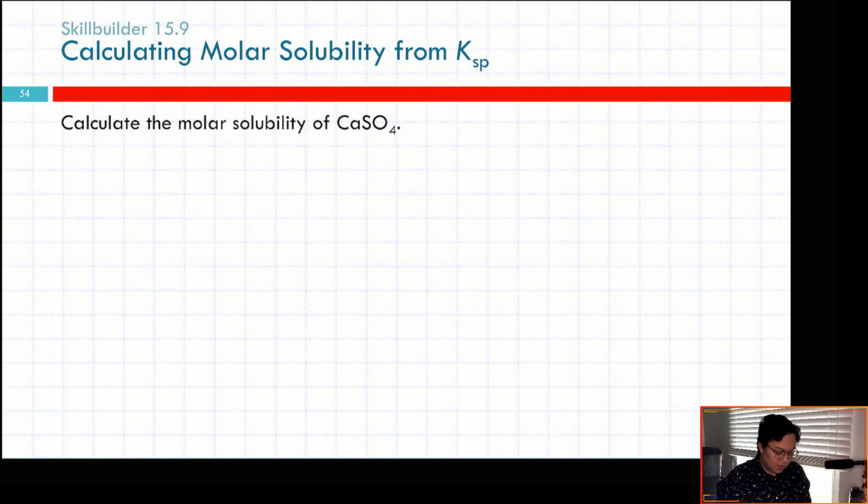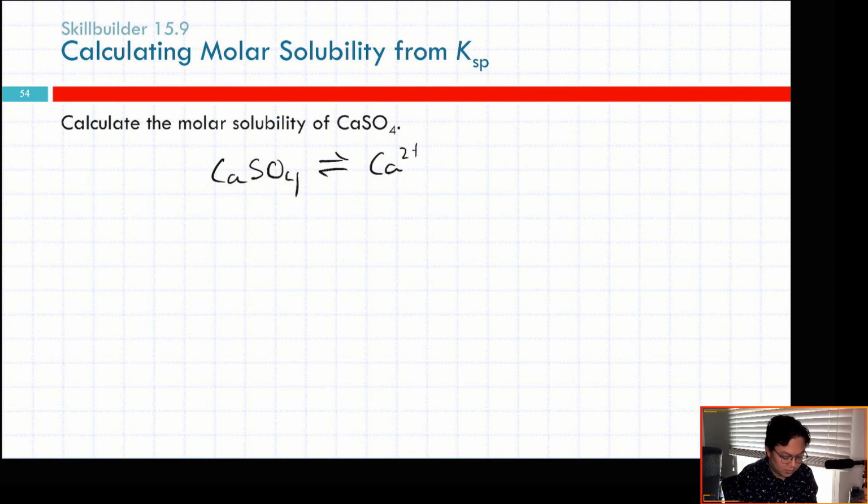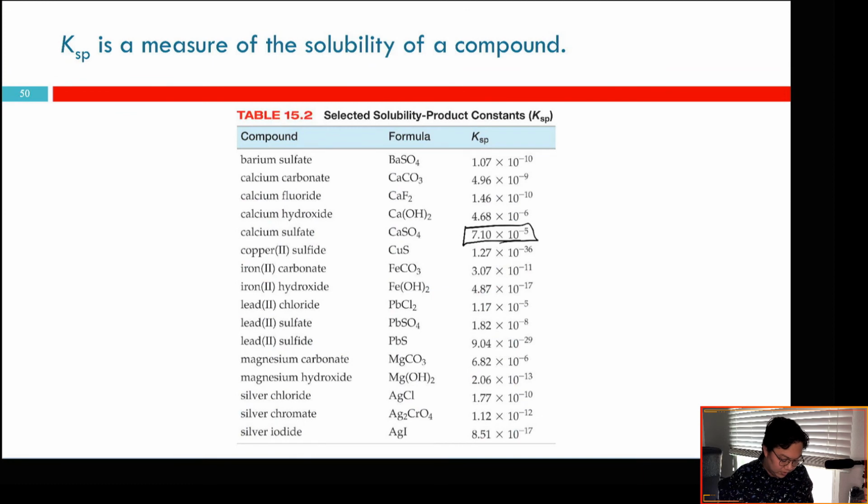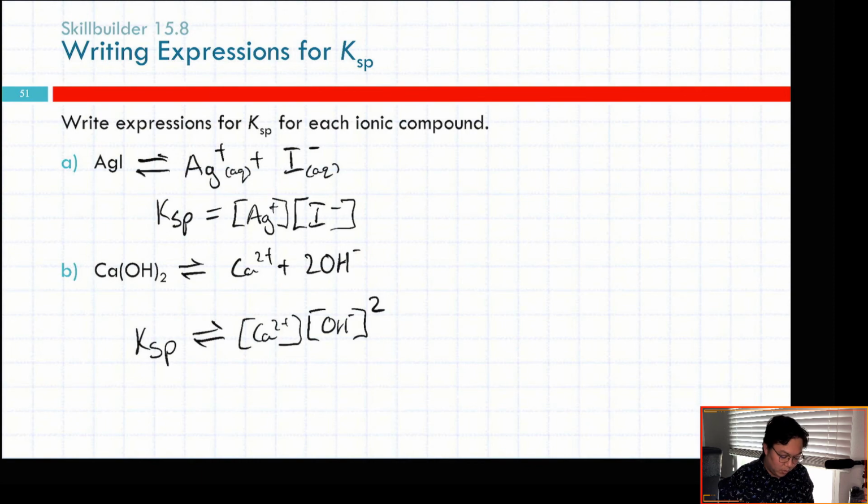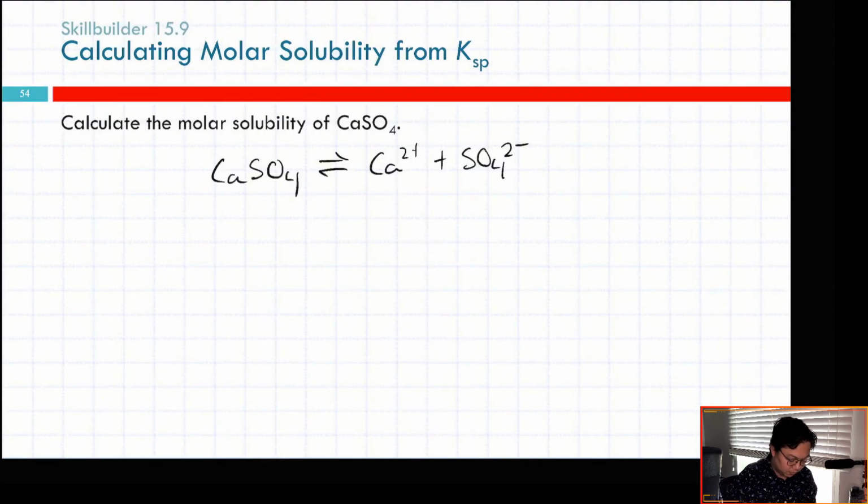For this next problem, again, we're not going any more complicated than a 1-to-1 ratio for these questions. So we're going to have calcium sulfate in equilibrium with Ca2 plus and SO4 2 minus. Now to solve this, we need the KSP. So go back over to this table, and I have it boxed in here, calcium sulfate, 7.1 times 10 to the negative 5. So I'll write that 7.10 times 10 to the negative 5 is equal to KSP.